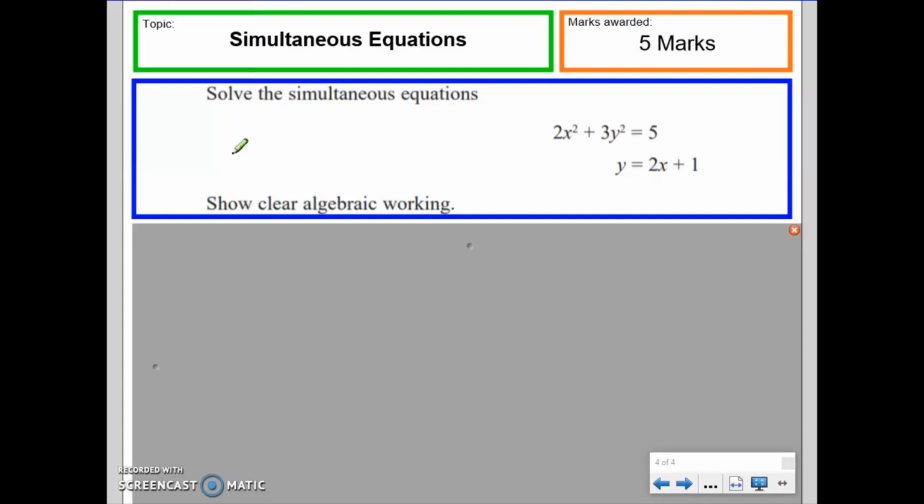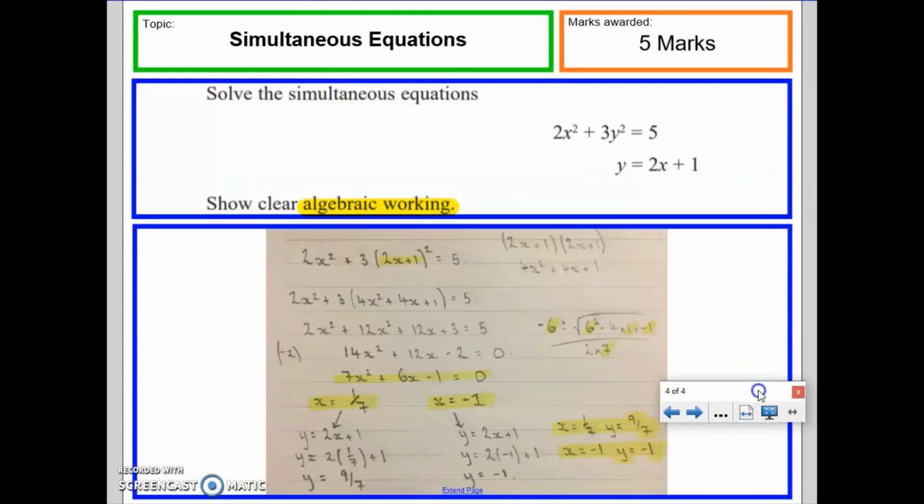Okay, welcome back to the video. Let's have a look at my full written solution, my full algebraic working, which is what the question asked for. My working out looks like this. So I've started at this point, I've substituted 2x plus 1 as y, because we're told in the question that y is the same as 2x plus 1. So I've substituted that into the first equation up here.